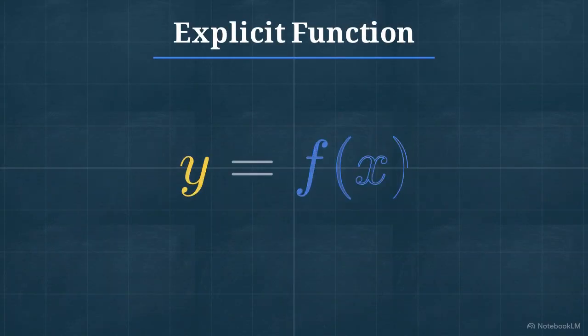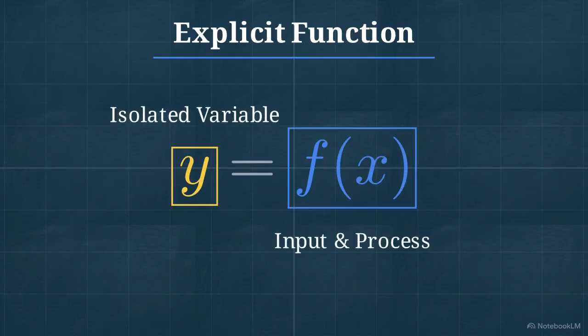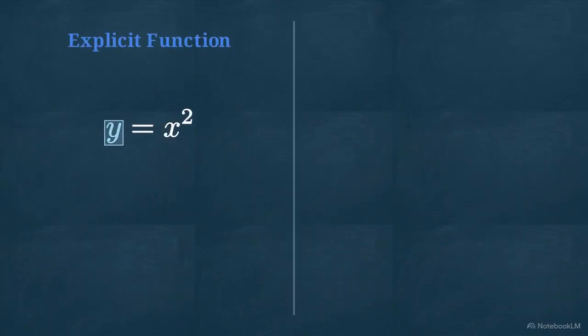This is the math you learn early on. You have an equation where one variable is clearly isolated on one side of the equal sign, delivering a direct output. For example, y equals x squared.